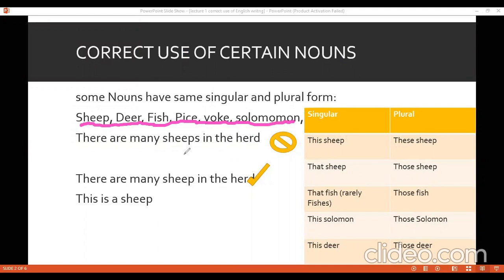If we use it singularly, this is a sheep, or in plural form, there are many sheep in the herd, not sheeps. Sheeps would be wrong grammatically. Singular: this sheep; plural: those sheep. That fish, those fish, but rarely fishes. The word fishes is also used in some expressions. This Solomon, this deer, those deer.